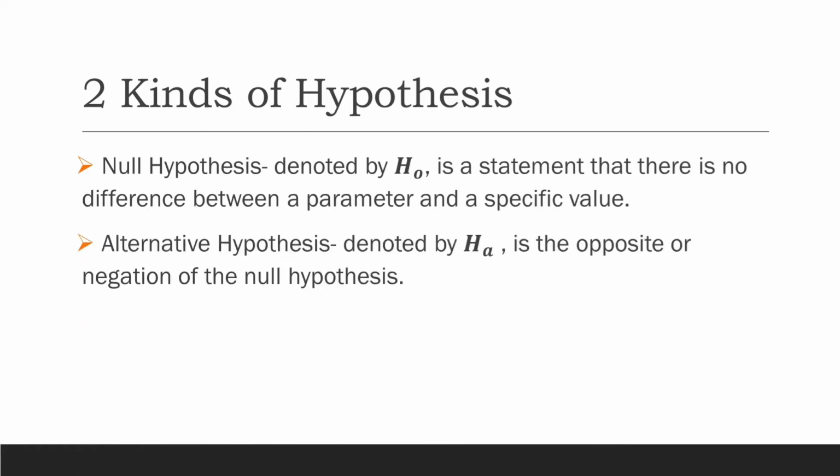While the second kind of hypothesis is the alternative hypothesis, and it is denoted by H sub A. And it is the opposite or the negation of the null hypothesis. So kung yung null hypothesis ay equal siya sa ating parameter, then sa ating alternative hypothesis, hindi po siya equal sa ating parameter. So let me give you an example.